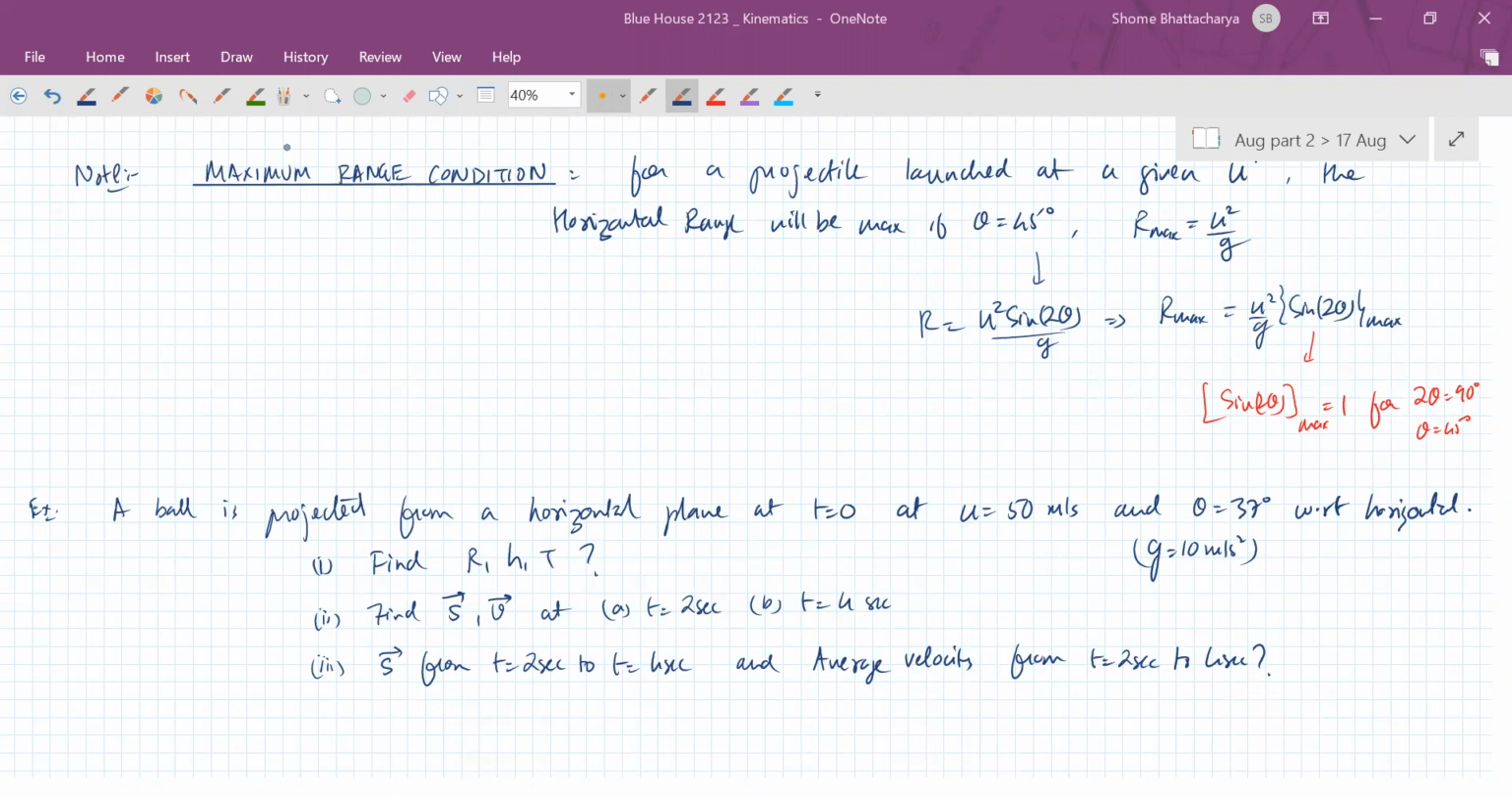Sir, do we have to give displacement and velocity in the second question in magnitude, or in vector form? No, you have to give it in component form in i cap and j cap notation. Okay, I use the standard thing that x axis is horizontal.